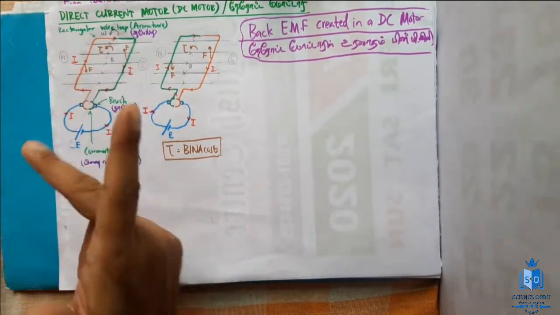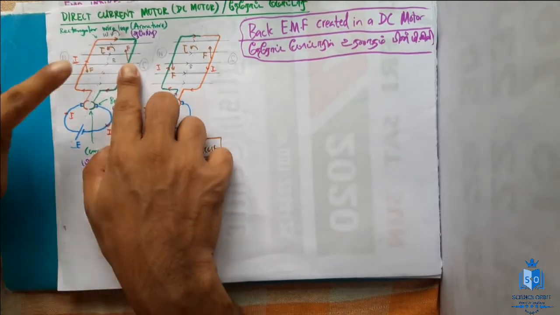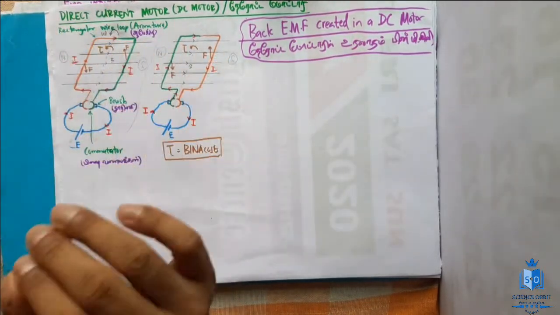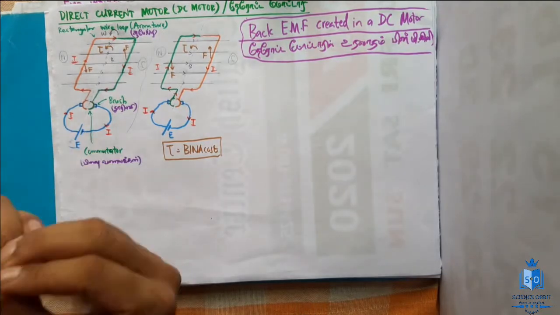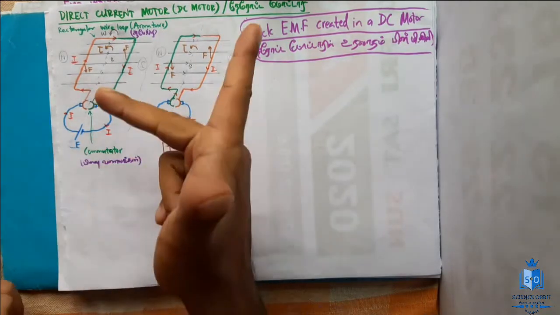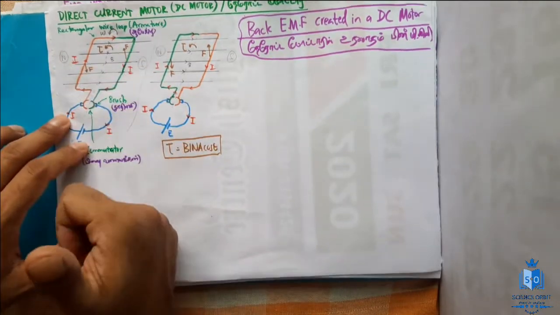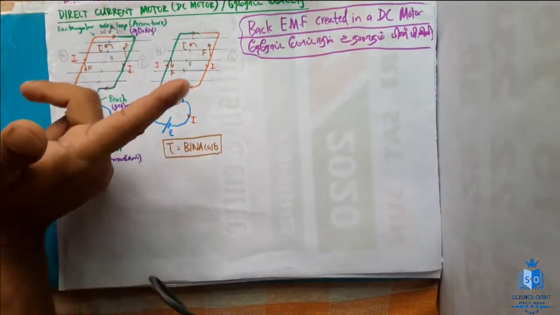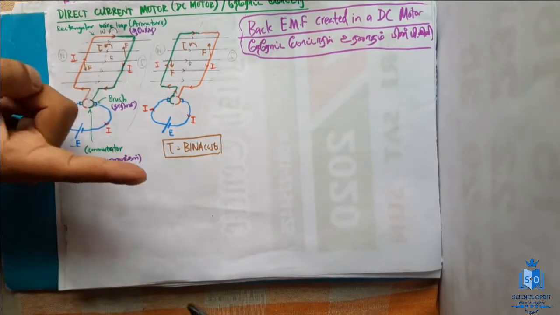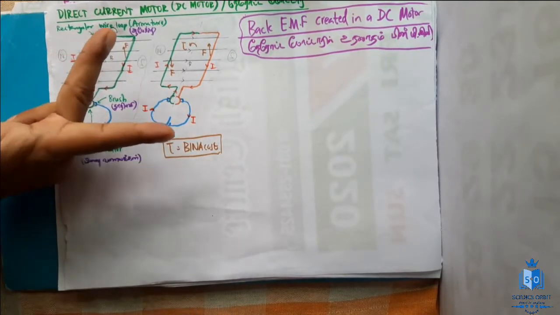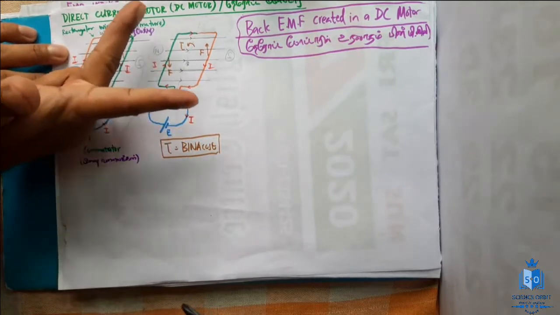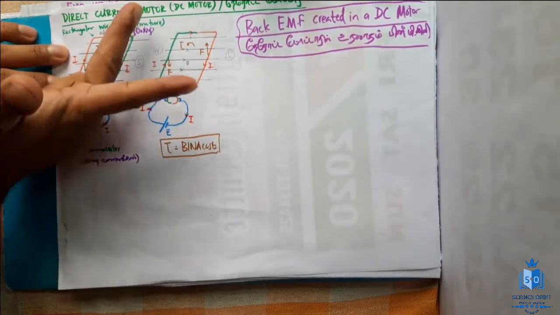Now let's see. Forget about this current, that is the already existing current. Now we have to think about electromagnetic induction. What is electromagnetic induction? A conductor moving in a magnetic field. Motion on this side is upwards, and the magnetic field is in this direction. Motion is upwards, so electromotive force will be induced in this direction, see, in this direction.